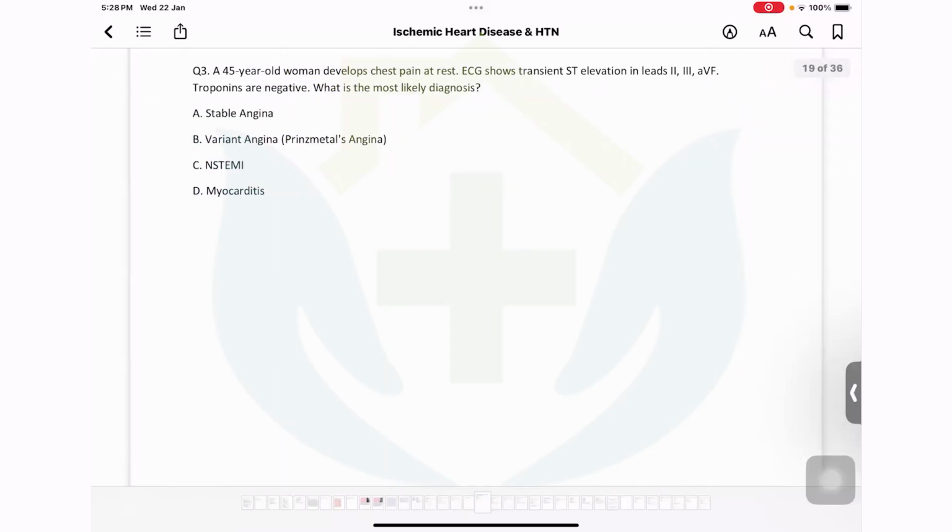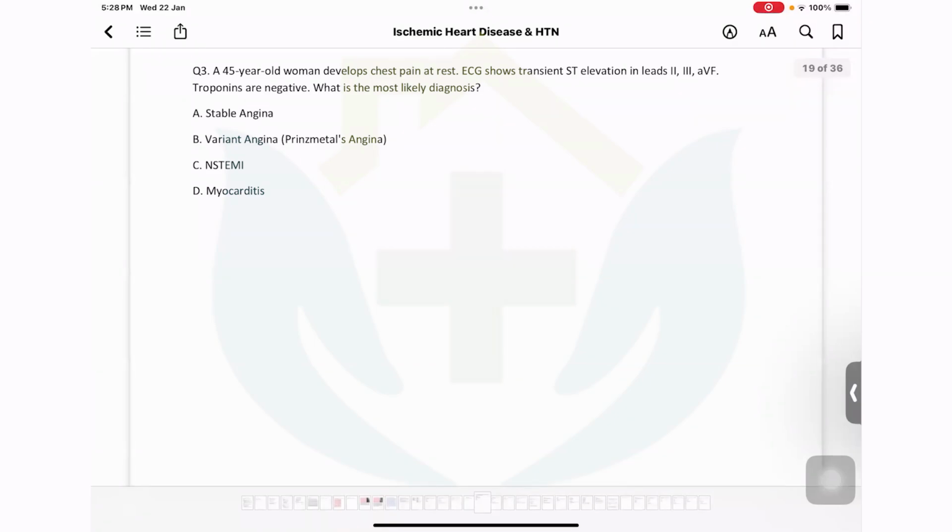A 45-year-old woman develops chest pain at rest. ECG shows ST elevation in leads 2, 3, aVF. Troponins are negative. So what is the diagnosis? Prinzmetal. Variant angina. Yeah.